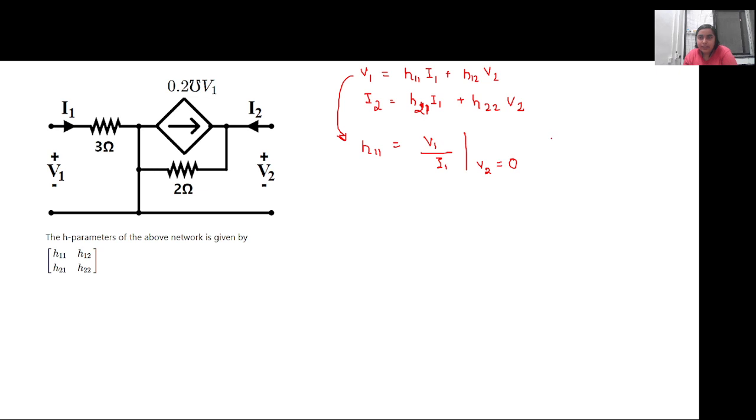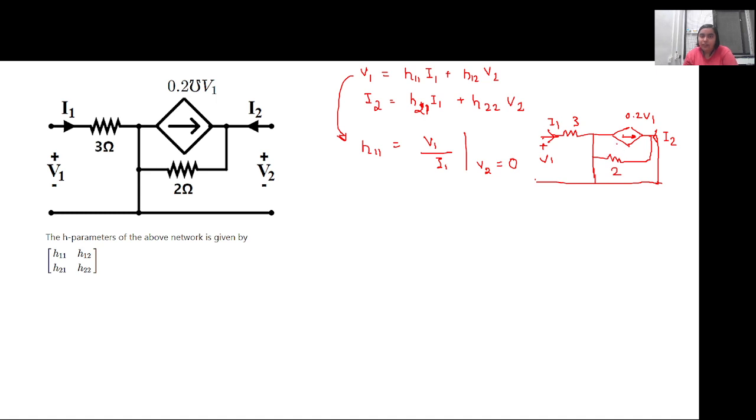For example, in this case, how will the circuit look? Since V2 is equal to 0, this part of the circuit is short circuited. So V2 is short circuited. This 2 ohm resistance is there, this is 0.2 into V1, this is the 3 ohm resistance, this is I1, and this is I2. So there is a V1 voltage here, and this is the 2 ohm resistance.